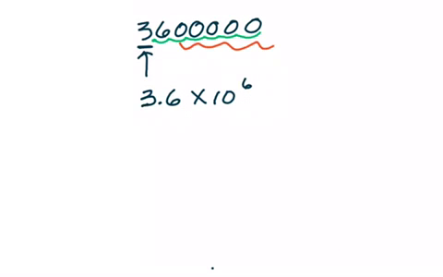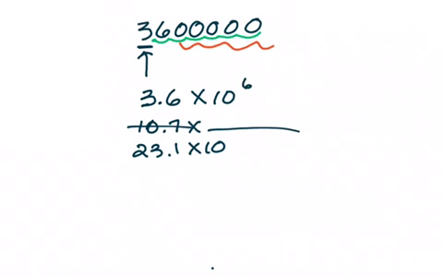My first number has to be less than 10. So it has to be either a 1, 2, 3, 4, 5, 6, 7, 8, or 9. It can't be a 10. I can't go 10.7 times 10 to the whatever. I can't go 23 times 10 to the whatever, or 0.1 times 10 to the whatever. The number has to be a single digit in the very front. All right, so let me show you what I mean in a problem.